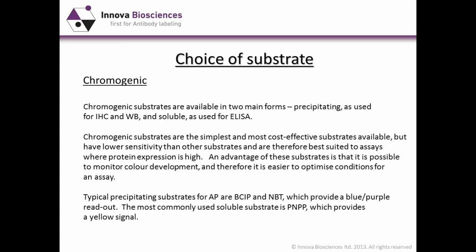Typical precipitating substrates for alkaline phosphatase are BCIP and NBT, which provide a blue or a purple readout. Another one that I've not mentioned on this slide is the so-called fast red, which, as its name suggests, gives you a red readout in immunohistochemistry. The most commonly used soluble substrate is PNPP, which gives you a yellow signal.